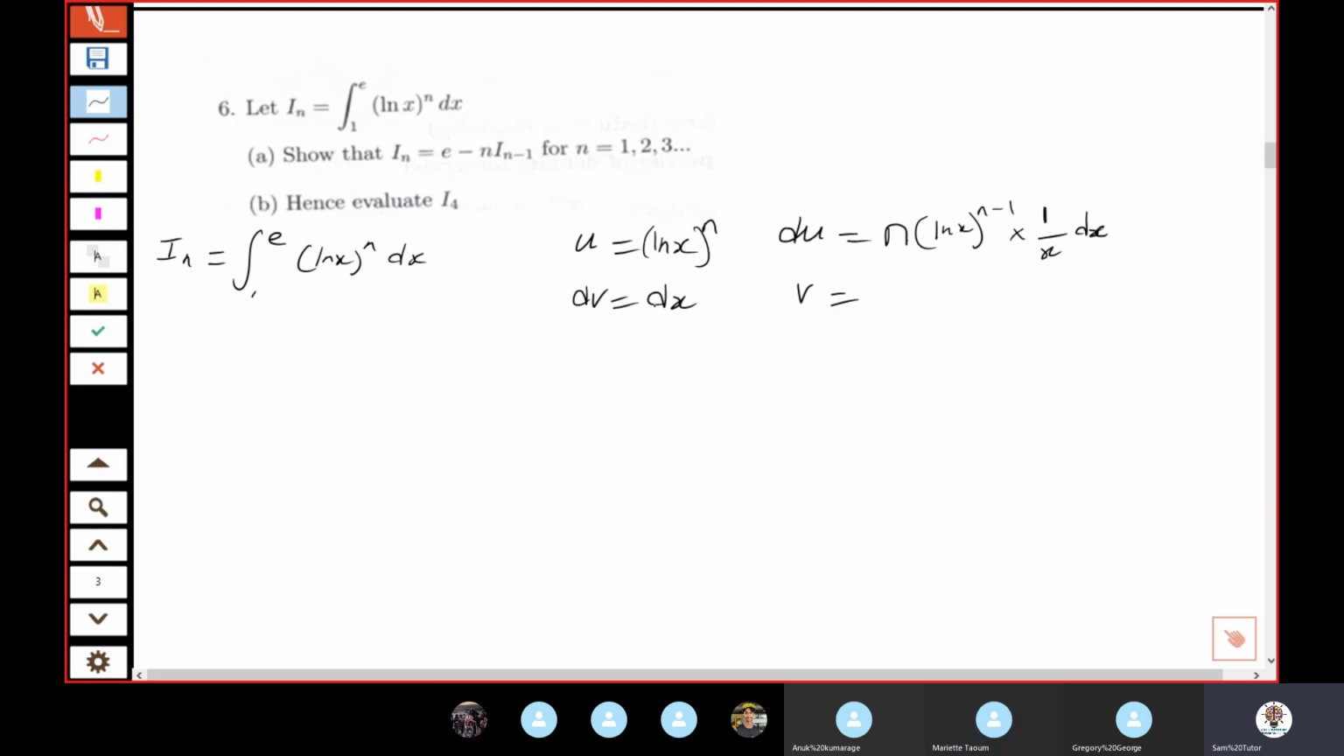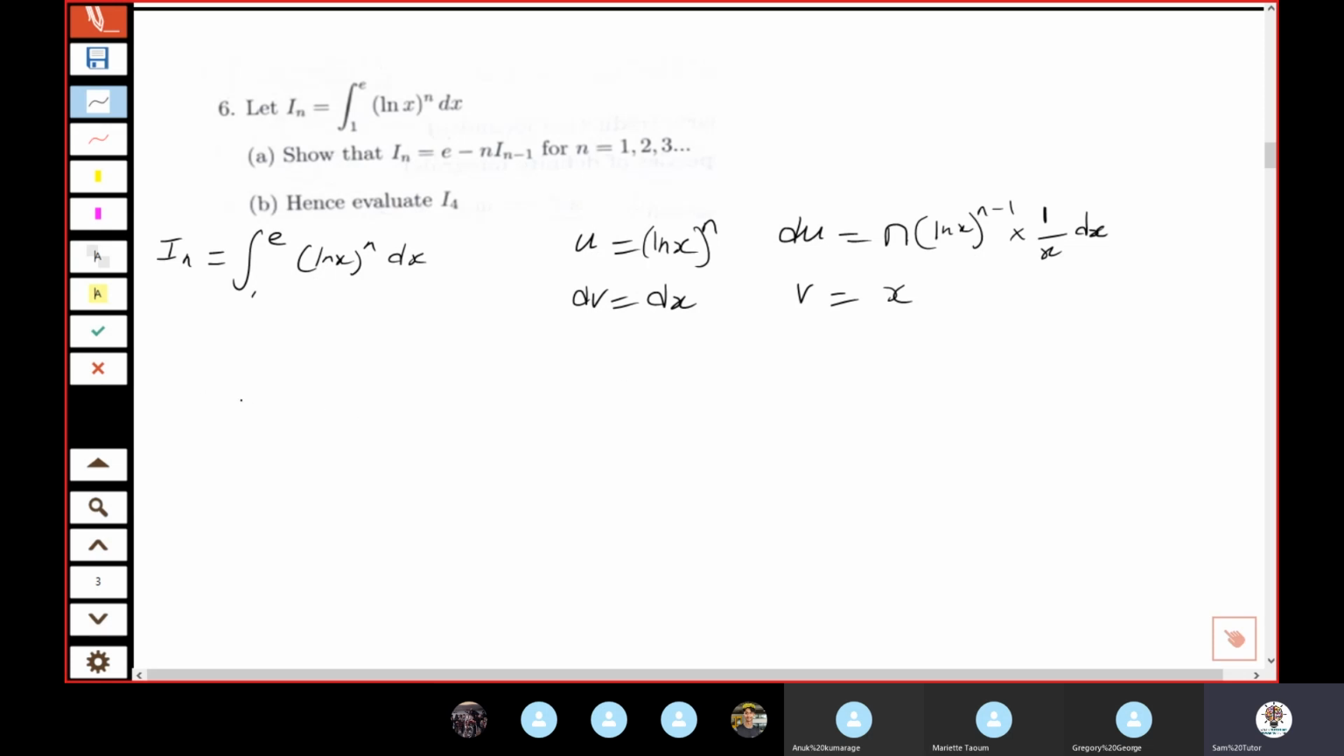And then what's the integral of dx? x. And then look what happens. What happens? And then you've got to times u and v. Yeah, but what happens here? Oh, the x cancels. Yeah, the x cancels, and see, so it's not that problematic. And look, (ln x)^(n-1), that's I_(n-1).